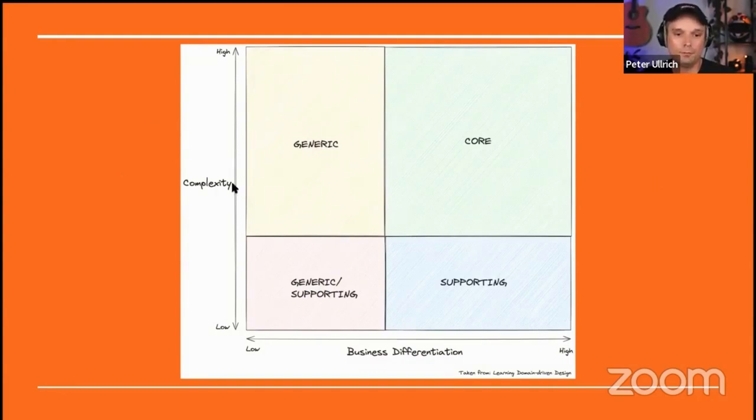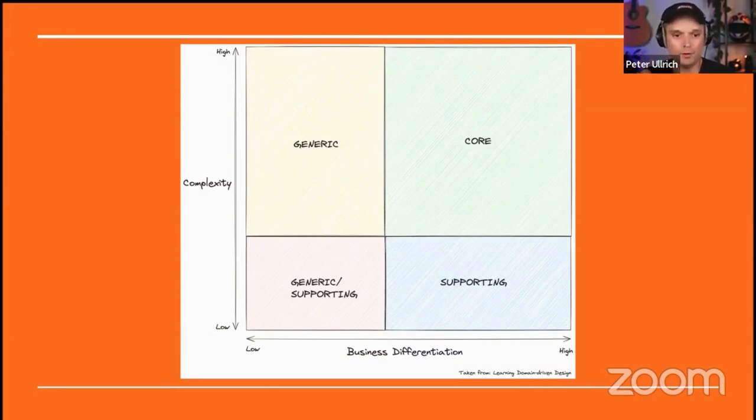And they all differ based on the complexity of the subdomain, how complex is the thing they do, and whether they give us business differentiation. Do they make our business unique? Are they our competitive advantage? Something that we do that nobody else does. Or somebody else tries to imitate what we are doing, but they just can't because it's such a complex problem that we have solved the best. So that's business differentiation versus the complexity of the problem.